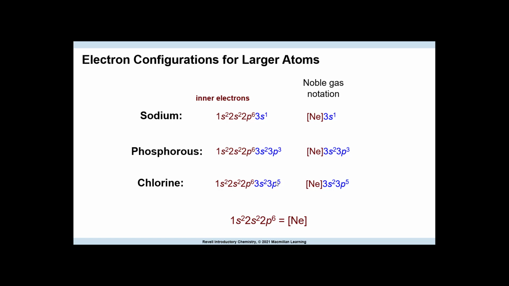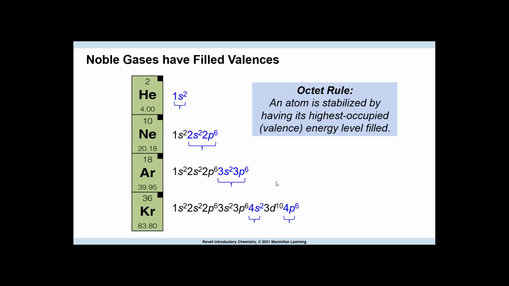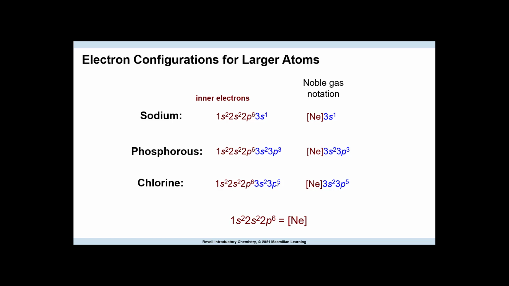If we look at these electron configurations, the first 2 levels are sometimes called the inner electrons. The highest occupied valence electron level is 3.